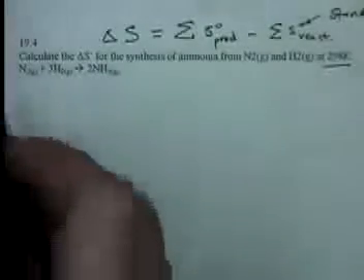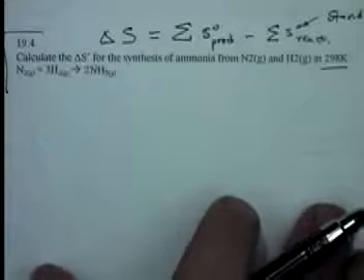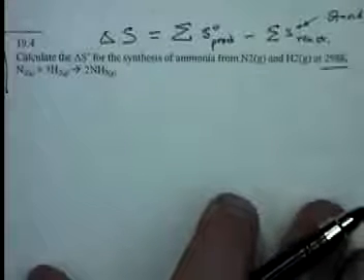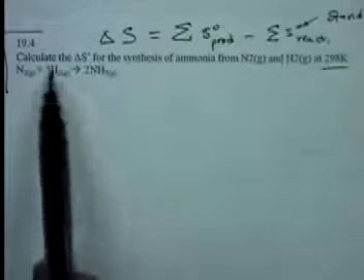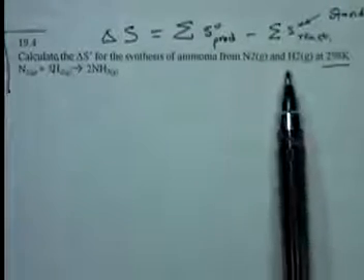In this particular process, we're on page number 13 now, where your sample problems are located. And if you don't have these in front of you, I would suggest you take them out, and then you can follow along with the problems. This one tells us to calculate the delta S for the synthesis of ammonia from nitrogen and hydrogen gas at 298 Kelvin.